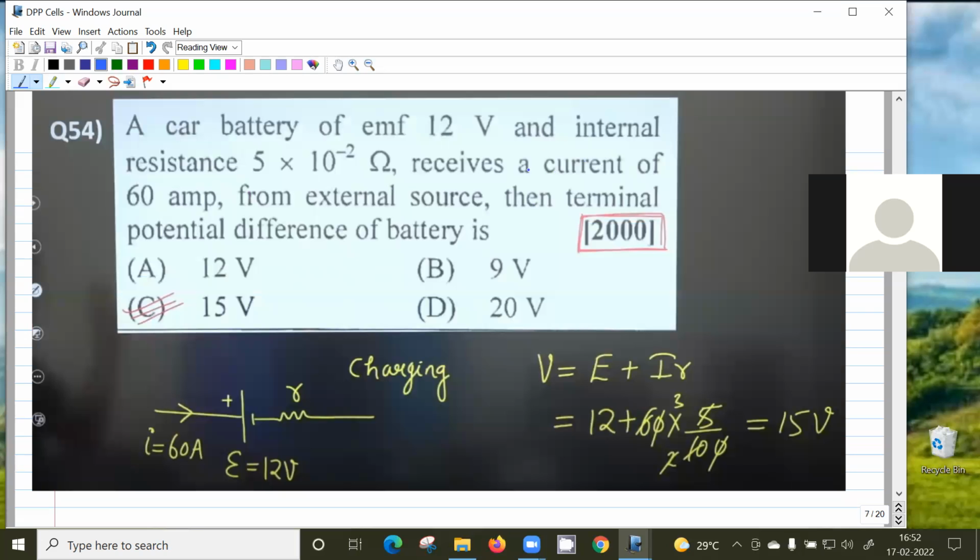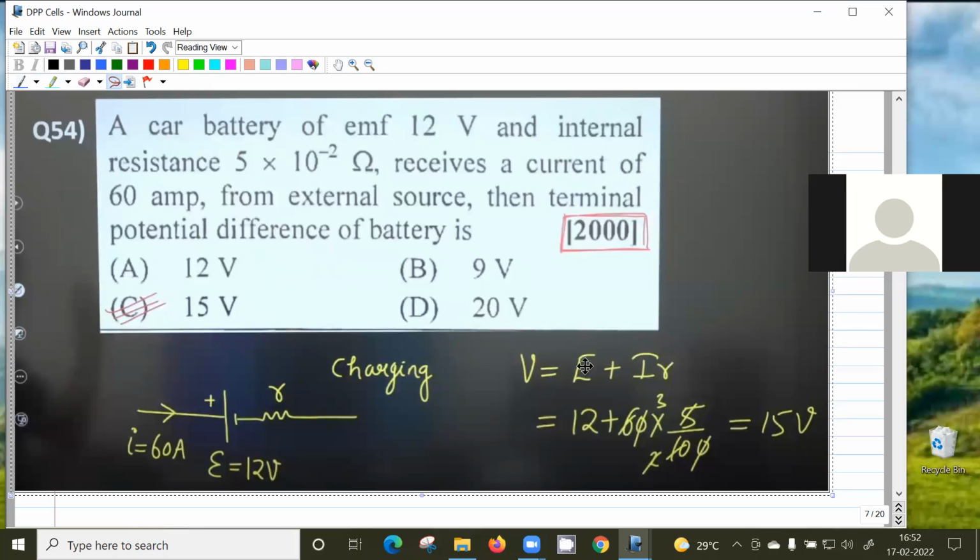Okay, this one is also very simple. I think it is about internal resistance. This is a kind of convection source. This is also simple, I'll skip this one. You can check after the class.